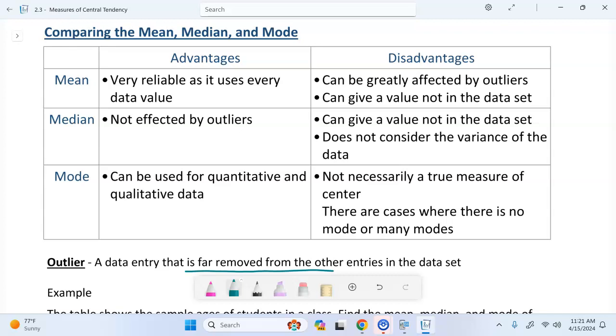Oftentimes, the mean is going to give us a number that's not in the data set. And sometimes that can cause problems when we're trying to make decisions and figure out what's typical, and we get something that's not in our data set. We have to make adjustments based off of that.